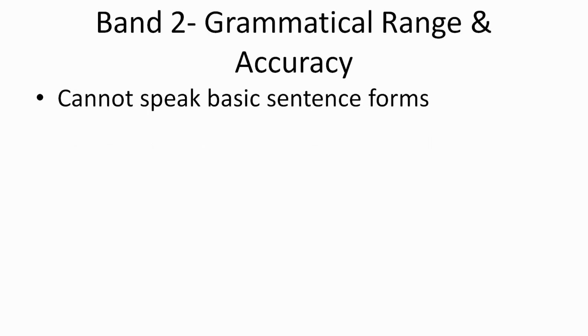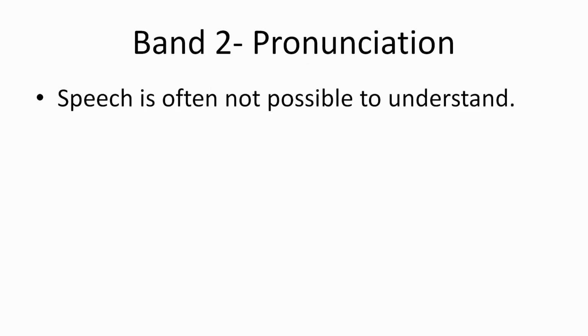Band 2 in grammatical range and accuracy means that you cannot speak even basic sentence forms. You should know the different types of sentences, the different sentence structures, so that you can get a higher band score. Band 2 in pronunciation, when your speaking is not possible for the examiner to understand, when the examiner is not able to understand whatever you are speaking.